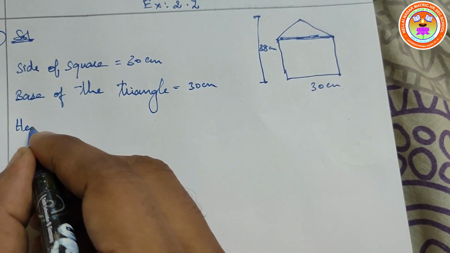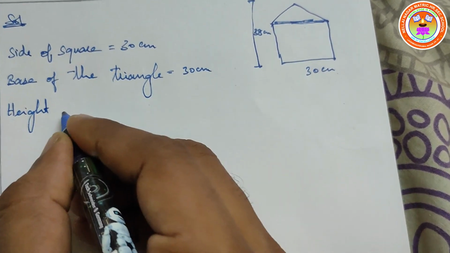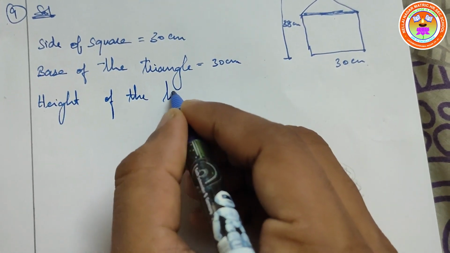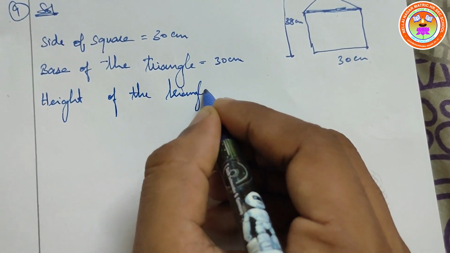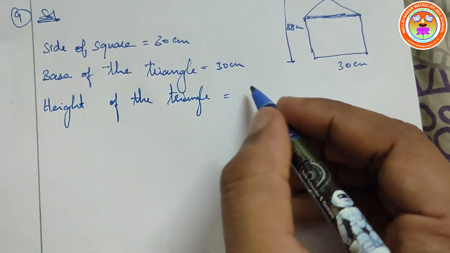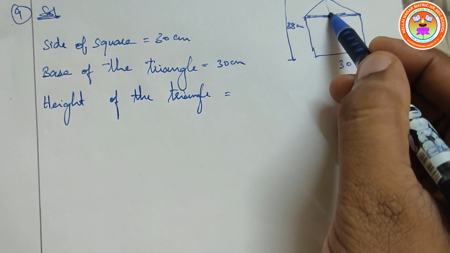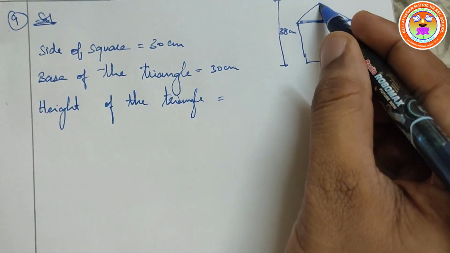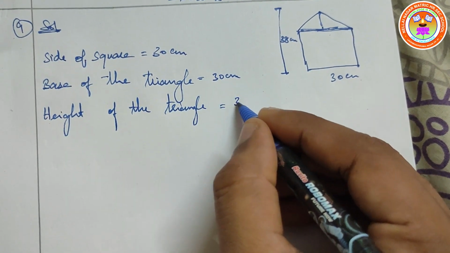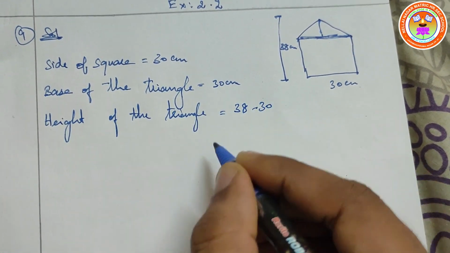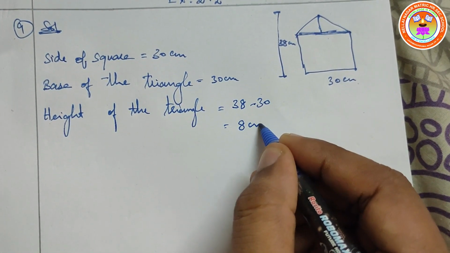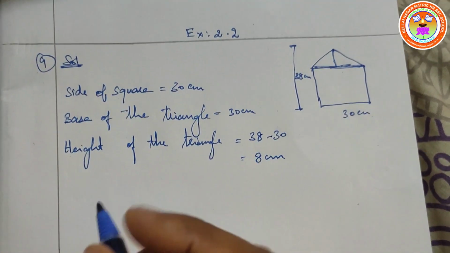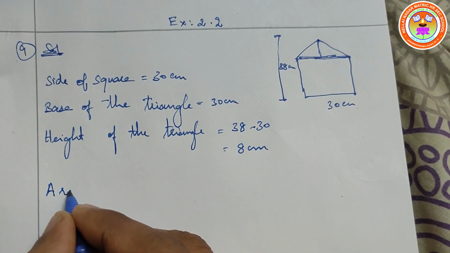Now the final one is we have to find the height of the triangle. Height of the triangle is equal to, this is the height. The total height is 38. If we want to find only this side of the triangle, it is 38 minus 30, which is equal to 8 centimeter. Before going to the sum, you have to find all the things. Now we find the area of the painting.